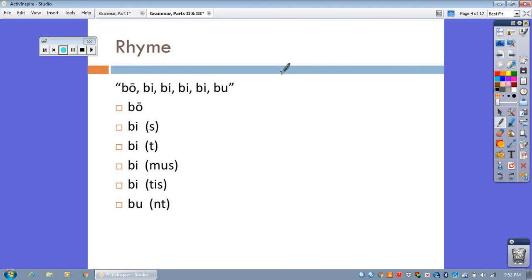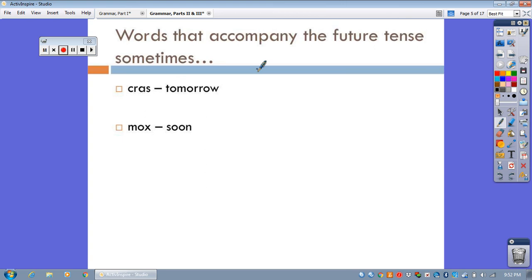Pretty easy. Here's a little rhyme that you can remember. It goes, the future goes, bo, bibby, bibby, boo. See how we have bo and then bi, bi, bu. And then we add those present tense endings. Bam, future tense.